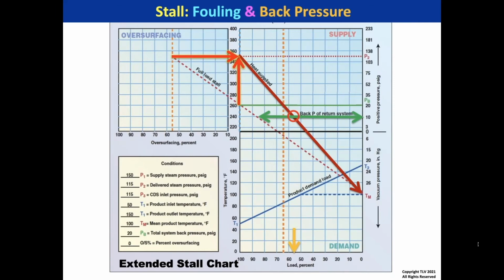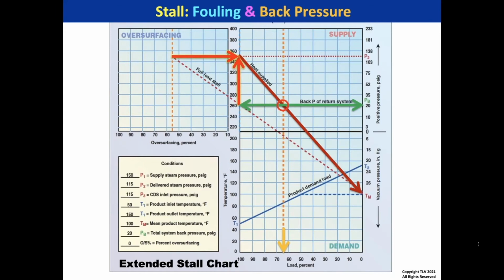But this is really where the problem occurs. Over time, people allow their back pressure to elevate. Here I'm showing just from 10 psi to 20 psig. That moves the stall point up from 55 to 65%. And you're like, no problem. I'm working 90% of load all the time, so I don't really have a problem.